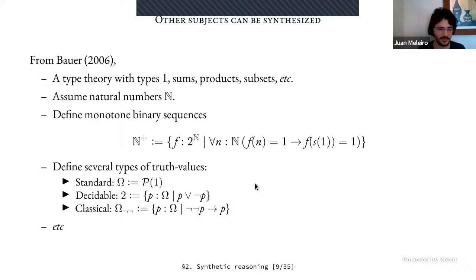Here, for example, is work from Bauer from 2006, where he constructs a system of synthetic computability theory. He starts with a type theory, and he assumes the natural numbers, constructs the type of monotone sequences and a bunch of types of truth values, and then he derives a bunch of important theorems for computability in terms of these objects. Again, the details are not important. The only thing is that synthetic reasoning is not restricted to a particular subject.